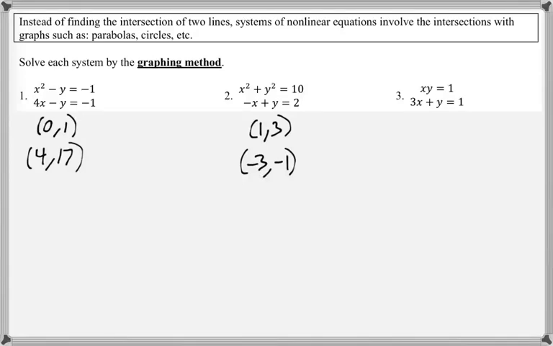Question number 3, we're trying to find the intersection point. So I need to graph both of these equations. For the top equation, I can get y by itself if I divide both sides by x. So y is going to be equal to 1 over x, and this will be my y1. With the bottom equation, if I subtract 3x from both sides, y is equal to negative 3x plus 1, and this is my y2.